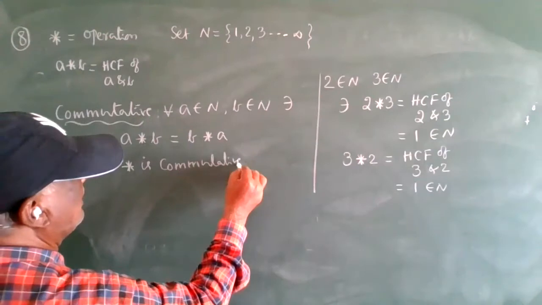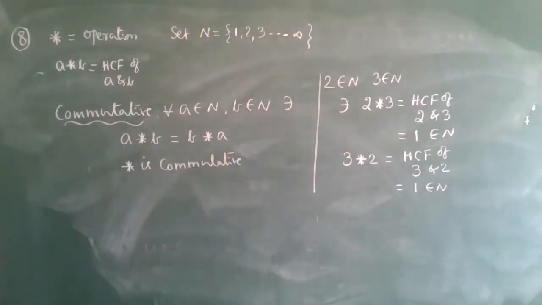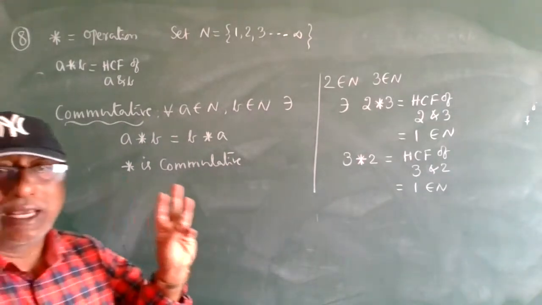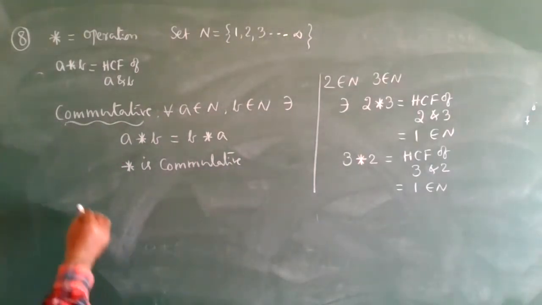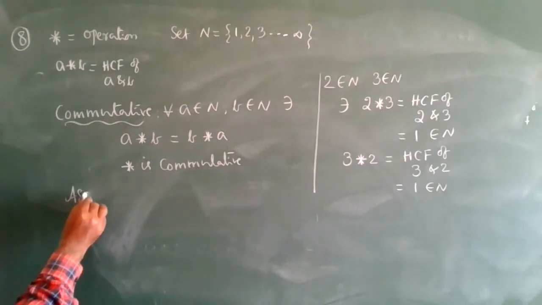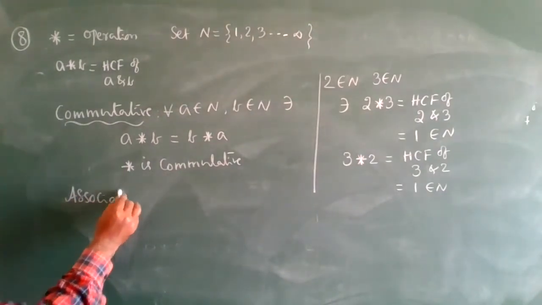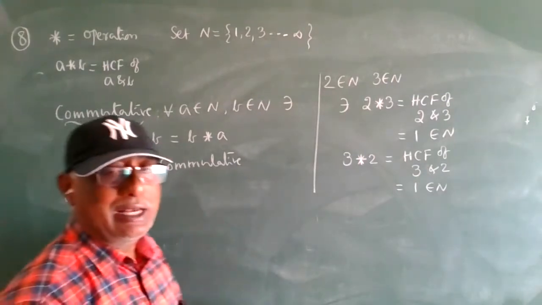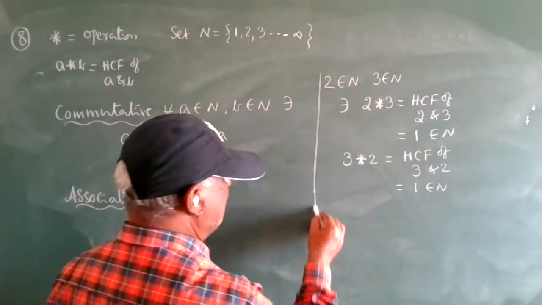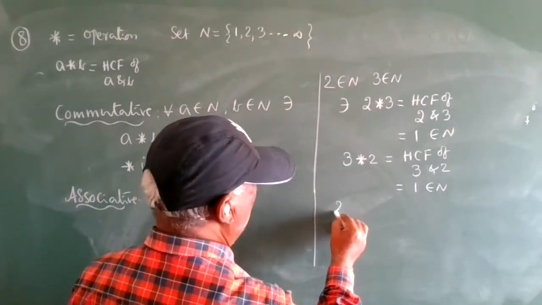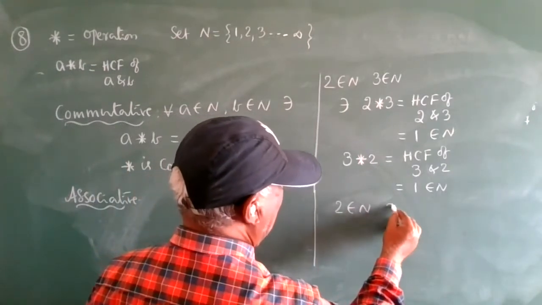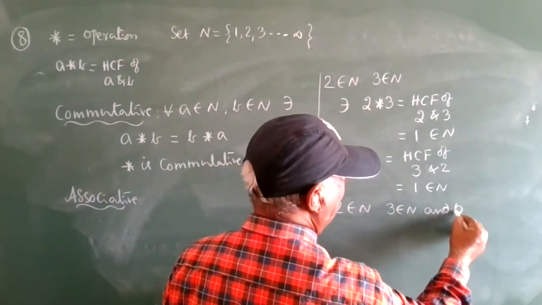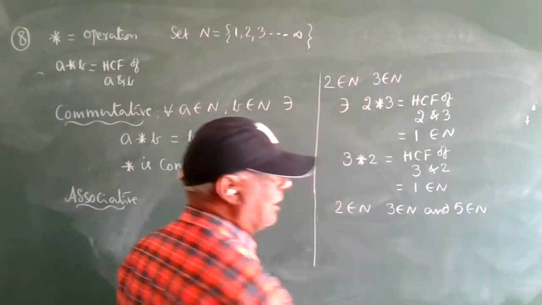Okay? Associative. You should take three elements. Associativity you can check with three elements. So I will check an example: 2 belongs to N, 3 belongs to N, and 5 belongs to N.